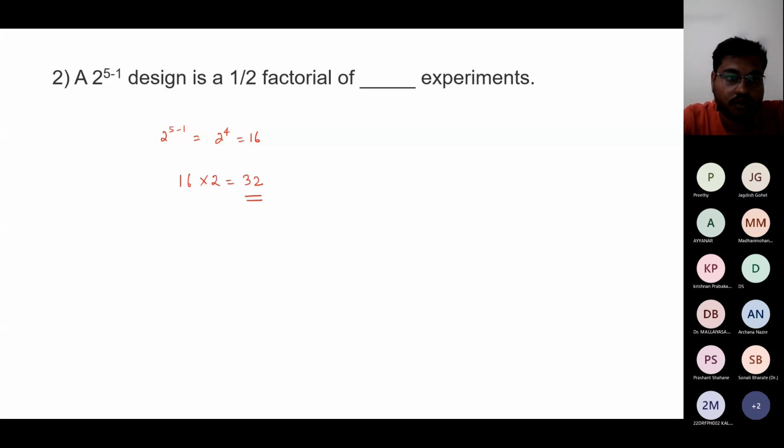So here what we are doing is, 2 to the power 5 minus 1 is a fractional factorial design. In this case, the total number of experiments that we calculated in the previous question is 16. Now the second question asks, this design is a half factorial of dash experiments. So we need to calculate how many experiments are there in the full factorial design. For that, we'll multiply it by 2 because it says half factorial. So 16 into 2 turns out to be 32. Is that clear?